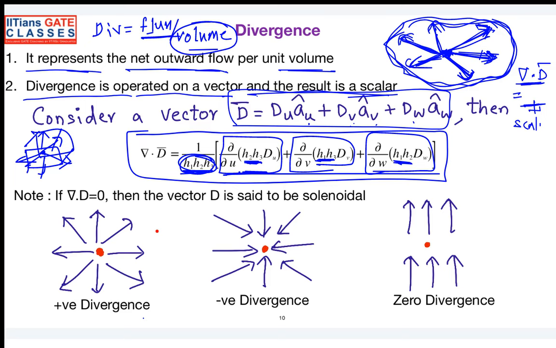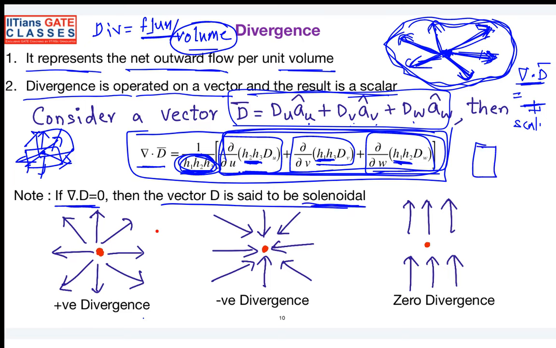Now, if the divergence of any vector is zero, the vector is said to be solenoidal. You would have understood the meaning of solenoidal in your academics. A solenoid is nothing but a simple magnet. When you have a magnet, the flux lines originate from the north pole to the south pole like this. So in a solenoid the flux originates from the source and ends at the source only. So there is no divergence nature.